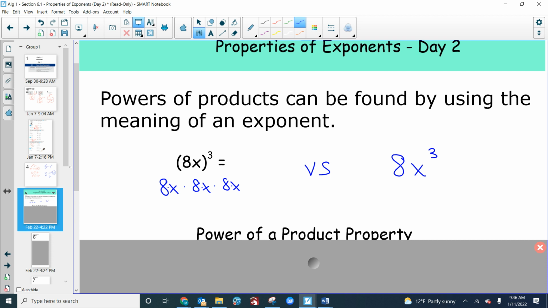What's 8 times 8 times 8? Everybody should have the calculator out. And then x times x times x. I'm hearing 512 a lot. Isn't this 8 times 8 times 8? 8 times 8 is already 64. 64 times another 8 is 512.